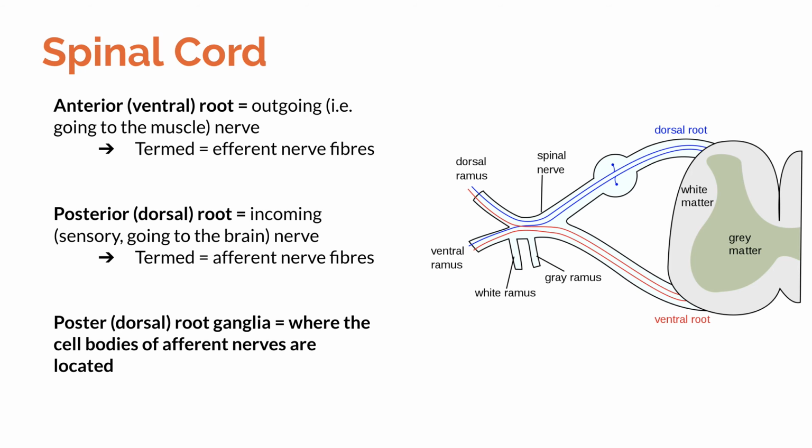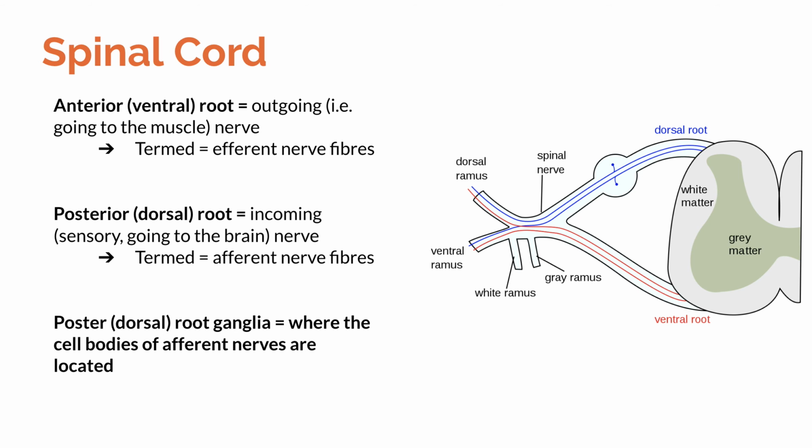And so the spinal cord is composed of something called the anterior and posterior root, sometimes called the ventral and dorsal root. And so the anterior root is essentially outgoing nerves. So they could be going to muscle, for example, and they're called efferent nerve fibers, whereas posterior it's incoming nerves, so coming in from senses, and these are going to go up to the brain to be processed, and these are called afferent nerve fibers.